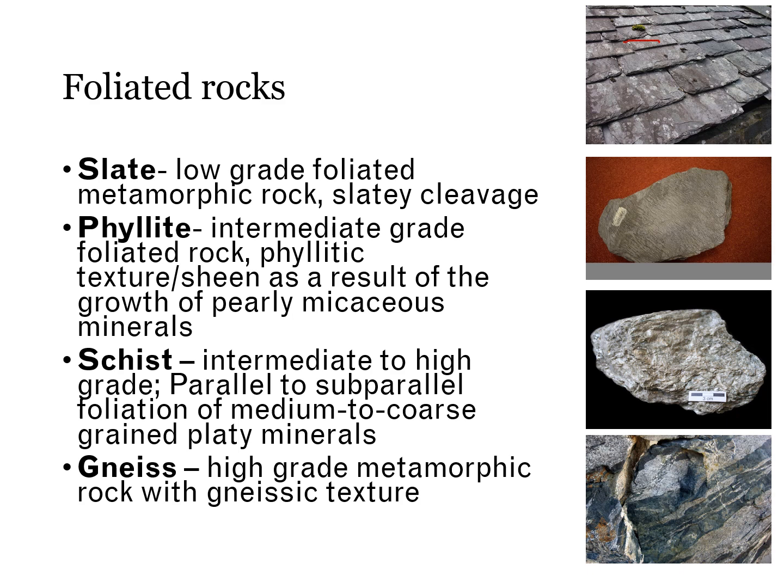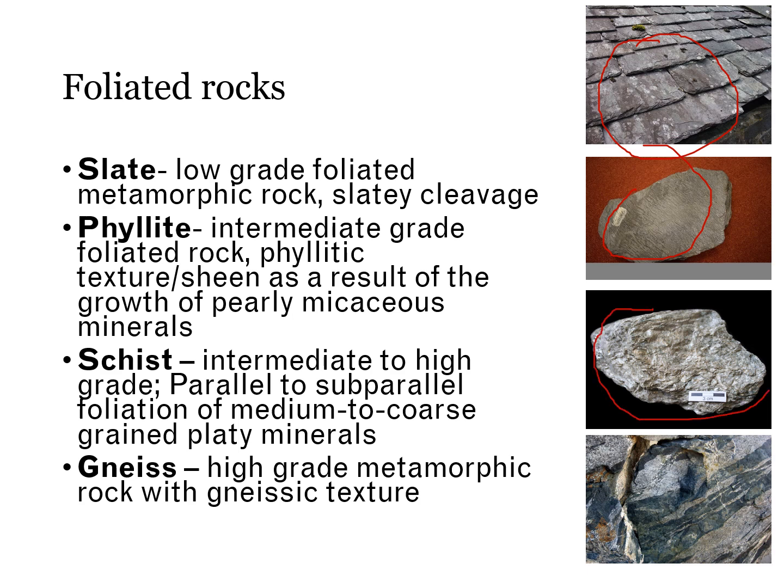Slate is a low-grade foliated rock, which consists of a slaty cleavage, which allows the rock to be broken in planes of weakness. Phyllite, on the other hand, is an intermediate-grade foliated rock with a phyllitic texture sheen, which results from the growth of pearly micaceous minerals, which are still too small to be seen.